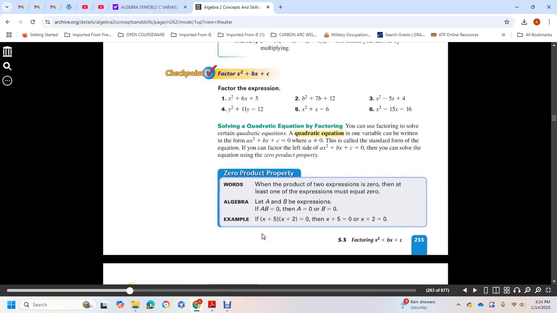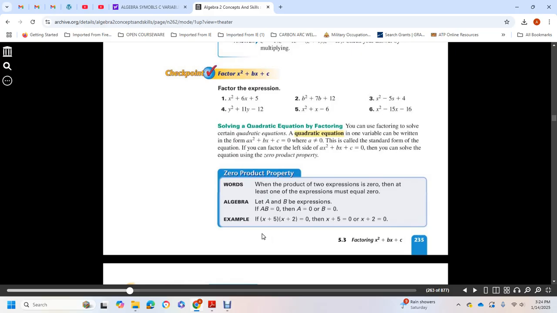Solving a quadratic equation by factoring. Using factoring to solve a quadratic equation in one variable, the equation can be written in the form ax squared plus bx plus c equals 0, where a is not equal to 0. This is called the standard form of the equation.